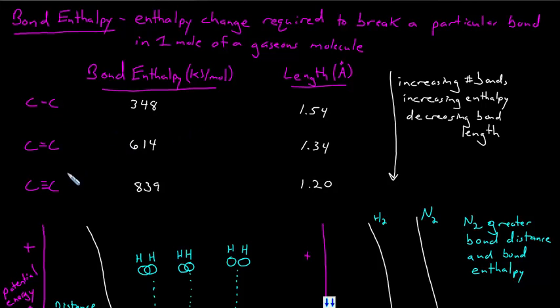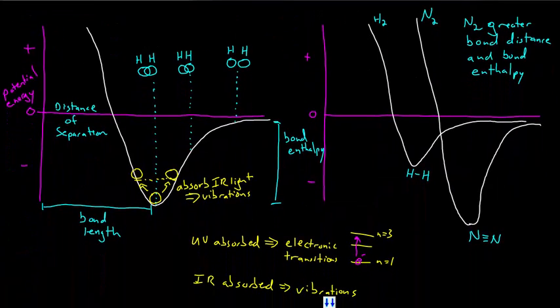But also, having more bonds, the bond length will decrease. For each bond, the atoms are going to be brought closer and closer together. So we go from 1.54 angstroms to 1.34 to 1.20 angstroms between the nuclei of the atoms. An angstrom, by the way, is 1/10 of a nanometer. So increasing number of bonds between atoms means increasing bond enthalpy, the energy required to break the bonds, and then a decreasing bond length.